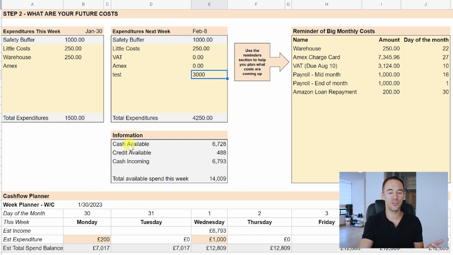Now what it's going to do is the sheet is going to work out how much cash you've got available. It's going to work out how much credit you've got available, and then also how much cash you've got coming in. And it's going to add up the total amount of cash you've got. So it's just going to help you see there. Don't worry too much about that, but if you want to know, you've got that information.